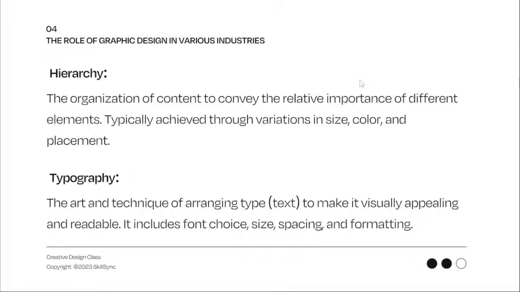The second term is typography. When you hear typography, you hear the word type within it, which means we are talking about text. It is the art and technique of arranging your text to make it visually appealing and readable. It includes font choice, size, spacing, and formatting. Typography is a whole thing. It's very broad, so you need to take your time, do your research about typography, and learn it well.